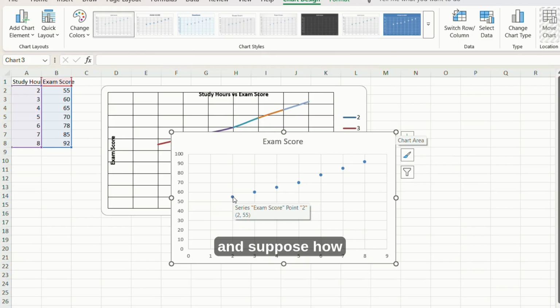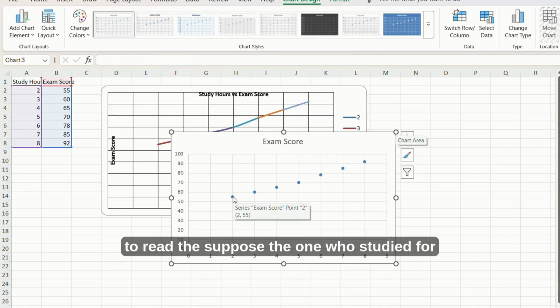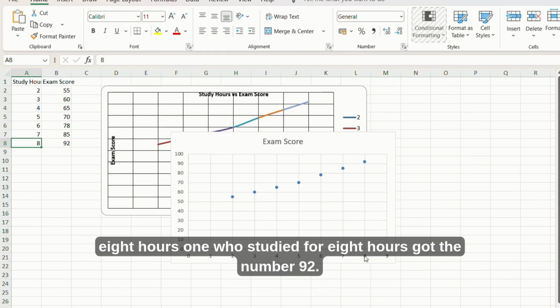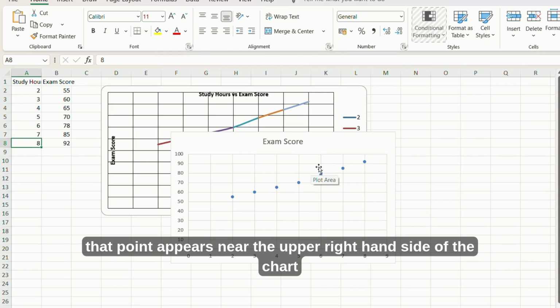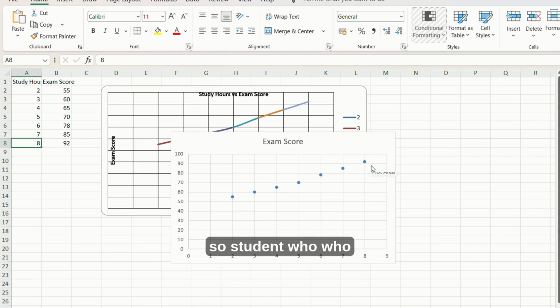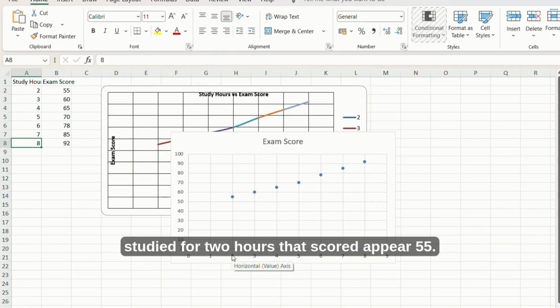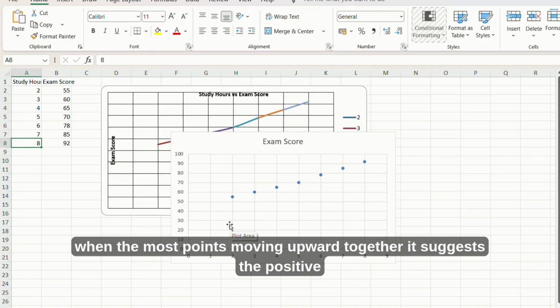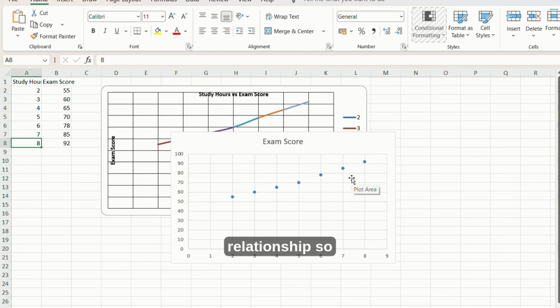Now, how do we read it? Suppose the student who studied for 8 hours got 92. That point appears near the upper right-hand side of the chart. The student who studied for 2 hours scored 55, so that appears on the left side, near the lower left. When most points move upward together, it suggests a positive relationship.